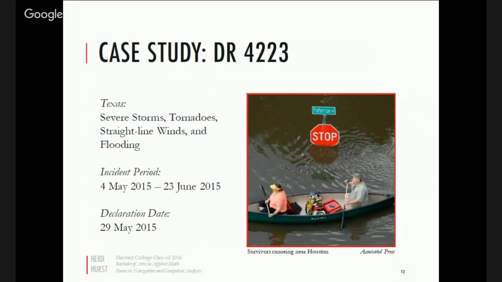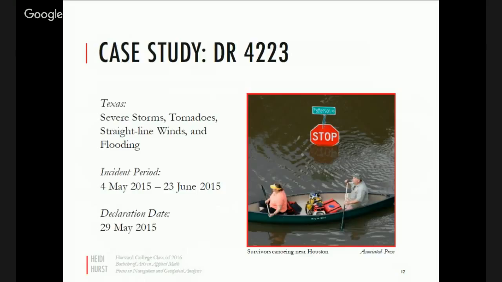So to answer your question about the time span, this is for disaster 4223, which occurred in Texas last summer. In May and June, Texas received an inordinate amount of rain. You probably remember hearing about this. Lots of things got washed away, everything was flooded. And I chose this disaster for a couple of reasons. First, I chose it because it was happening while I was there, so it felt very relevant, and I was able to use active DRC locations to make these estimates.